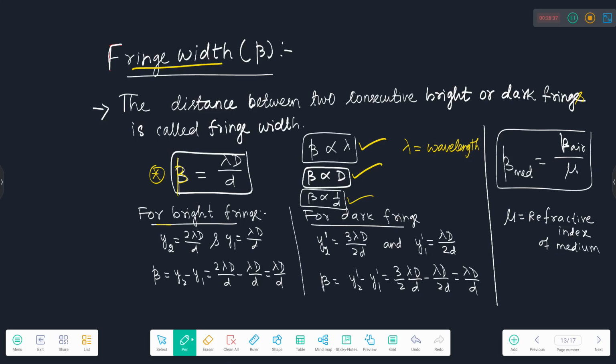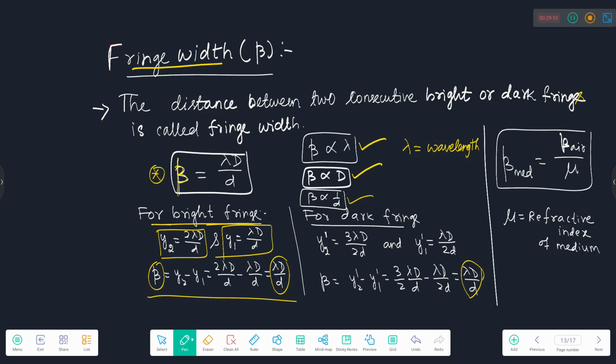If you want to prove beta equals lambda D by d, take for the bright fringe y2 equal to 2 lambda D by d and y1 equal to lambda D by d. Now subtract them: y2 minus y1, which are consecutive fringes. For dark fringes also, the same thing comes, lambda D by d. This is a question in the exam: prove that the fringe width is the same for dark and bright fringes.